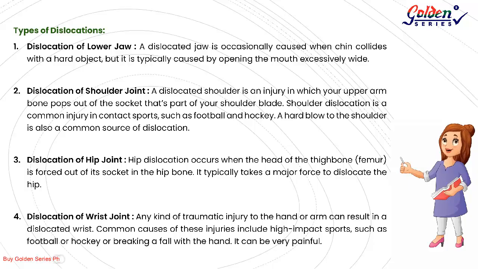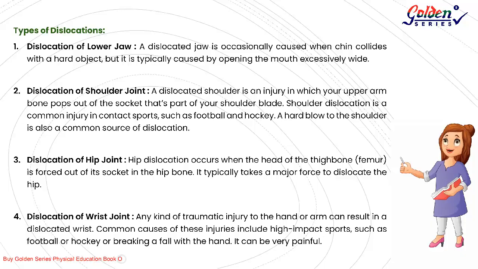Types of dislocations. Number 1. Dislocation of lower jaw. A dislocated jaw is occasionally caused when chin collides with a hard object, but it is typically caused by opening the mouth excessively wide.